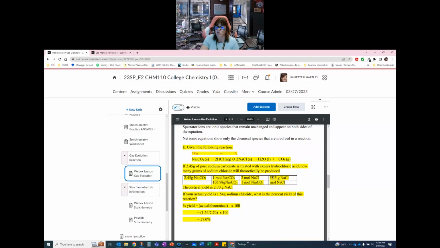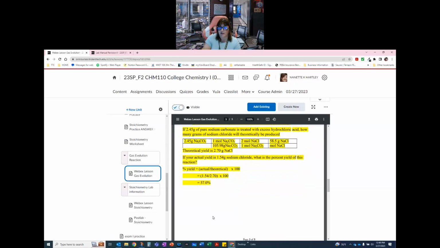And that molecular weight is 58.5 grams. So the theoretical yield, if I start with 2.545 grams of Na2CO3, is 2.70 grams. Now, if my actual yield is 1.54 grams of sodium chloride, my actual over theoretical times 100 would give me 57%. Okay, so that's the calculation of the percent yield.